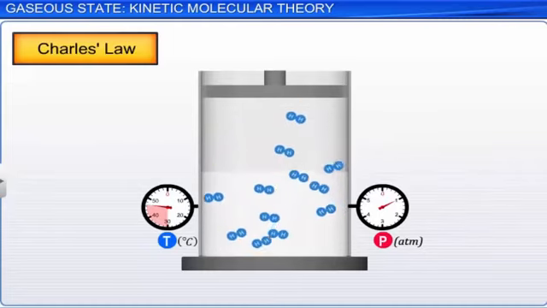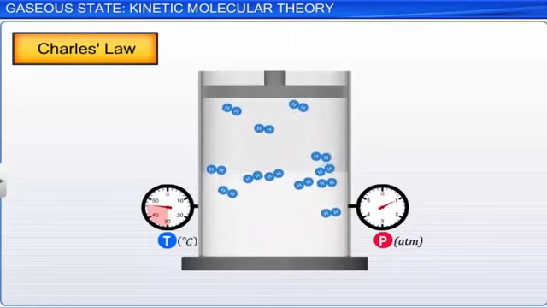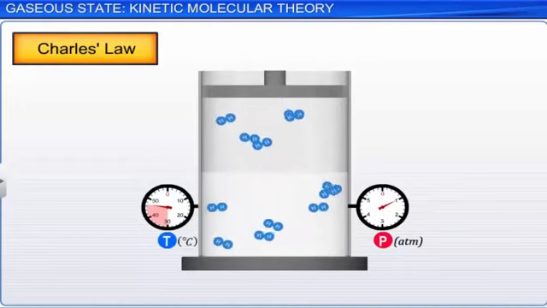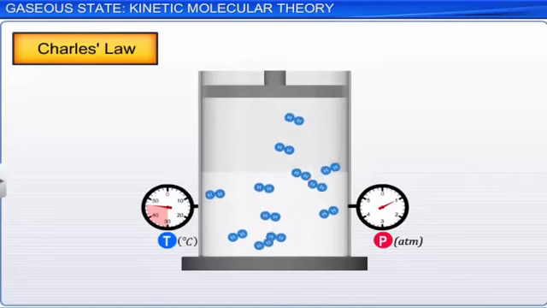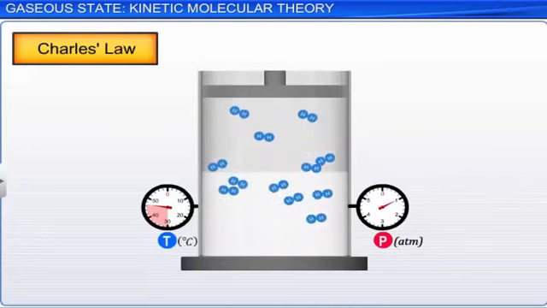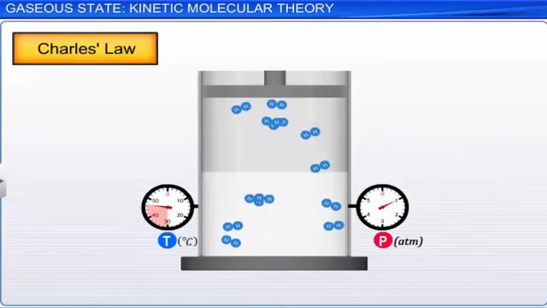As a result, the piston is pushed outwards. The volume of the gas then increases. Hence, at constant pressure, when the temperature of a given mass of a gas is increased, its volume increases. This is Charles' law.